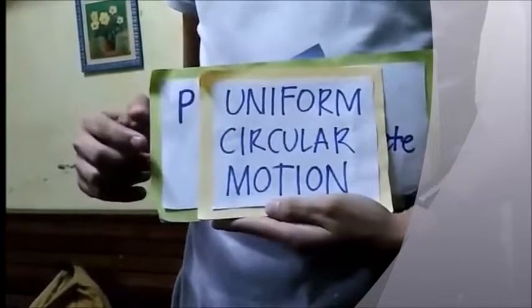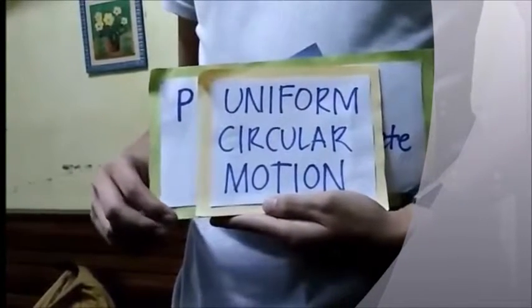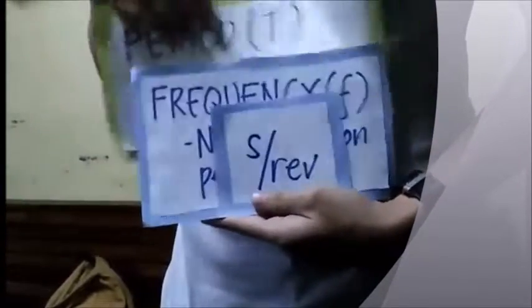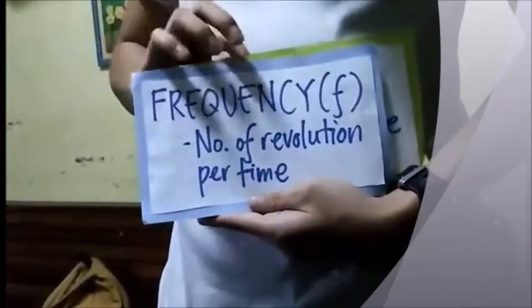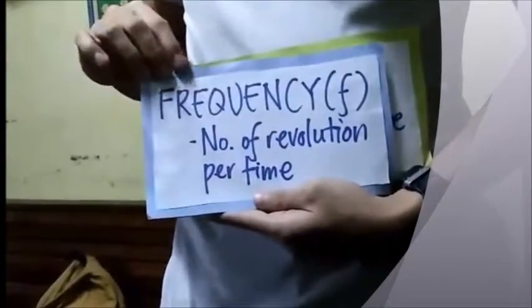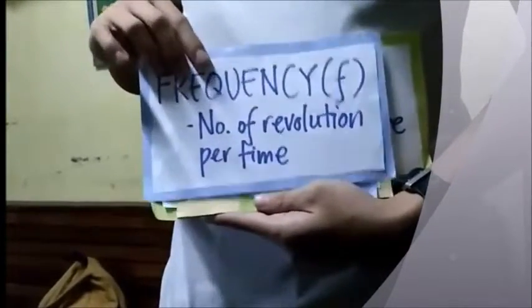The time t it takes to complete a full revolution is called the period, denoted by the unit of second per revolution. And frequency is known as the number of revolutions per time, denoted by the value f, with a unit of revolution per second.